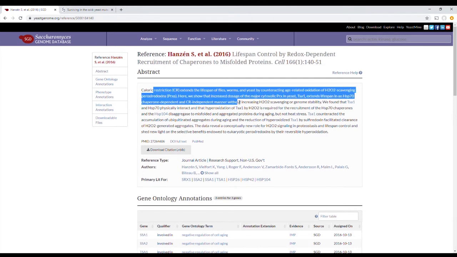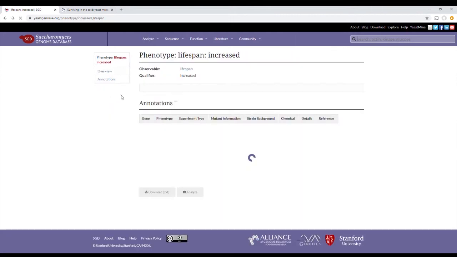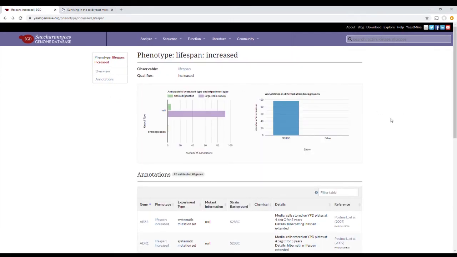Here we show that the increased dosage of the major cytosolic PRX in yeast, TSA1, expands lifespan in an HSP70 chaperone-dependent and caloric restriction-independent manner without increasing H2O2. So this paper is all about the overexpression of this particular protein, or this particular gene, and how that resulted in an increased lifespan of these yeast cells. So that's pretty interesting, and this is all publicly available information.